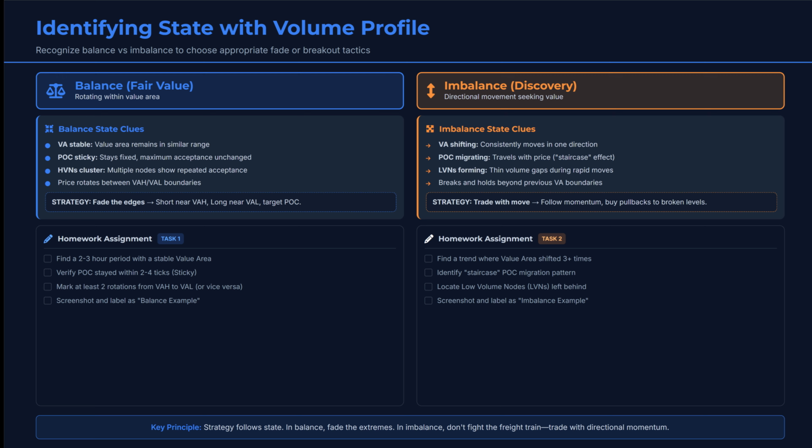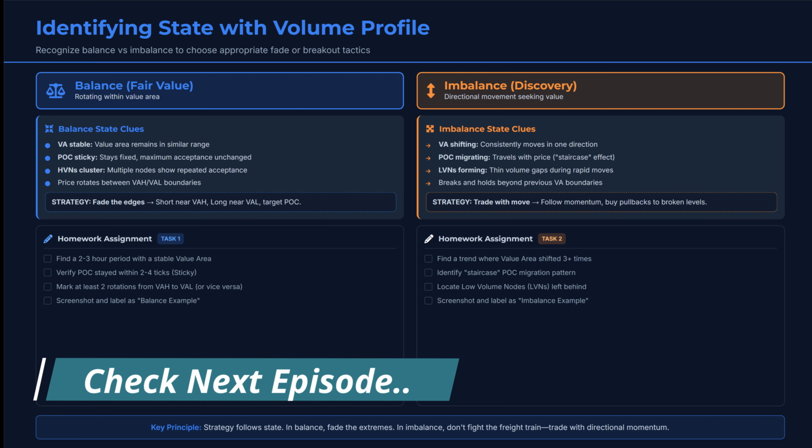Once developed, your trading transforms. You stop fighting the market and start flowing with it. Next, we'll dive deeper into how levels react differently in balance versus imbalance and why the same volume profile level can act as strong support or resistance in one state, but get completely ignored in another.